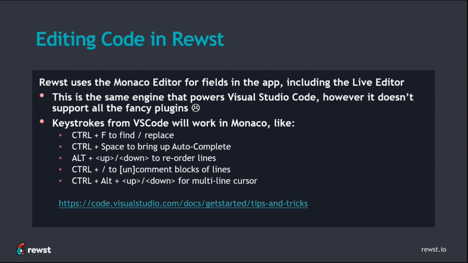Editing code in Rewst, we use a Monaco editor, which is very similar to Visual Studio Code if you've used that before. It's basically the same engine. It doesn't have all of the features of it, but it does do the keystrokes and some of the shortcuts that you have in Monaco. A little link here if you want to look at tips and tricks on using VS Code. A lot of these will transfer over to the editor that we have in Rewst as well.